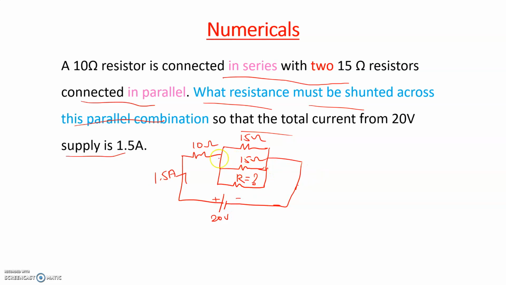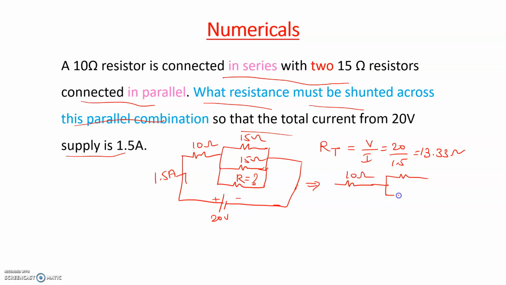It is a series and parallel combination of resistors. First we can calculate the equivalent or effective resistance from the given data, which is V by I, that is supply voltage by supply current, which is nearly 13.33 ohms.